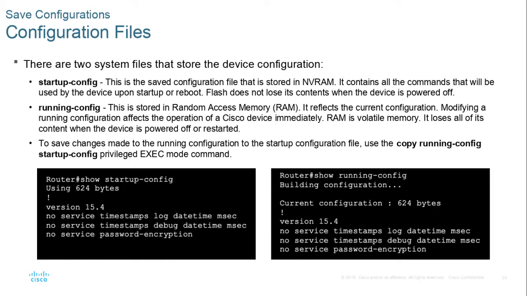There are 2 system files that have the configuration in them. As you type in commands onto a new device, it's stored in the RAM memory of that device. And RAM memory is temporary memory, okay? So when I turn off the device, the RAM evaporates away instantly.